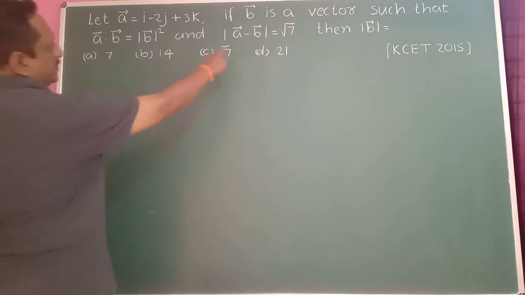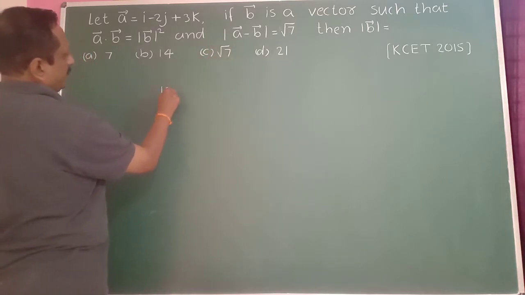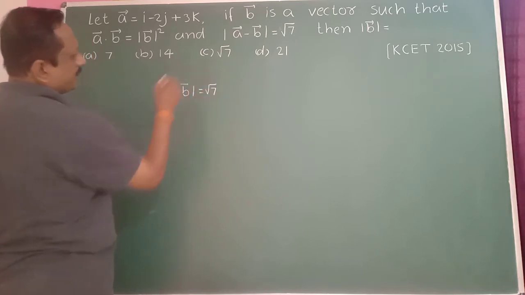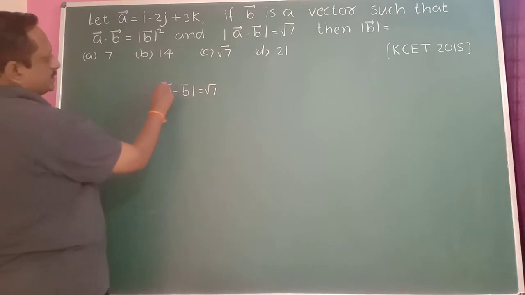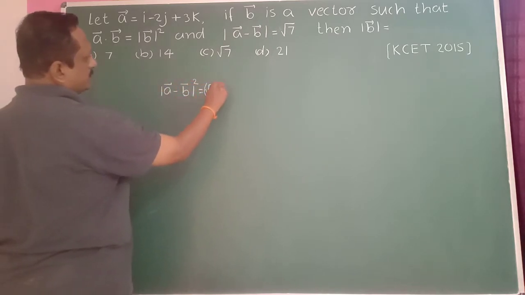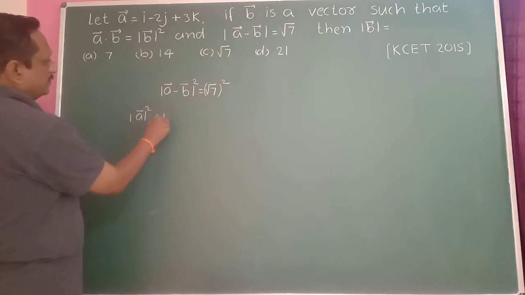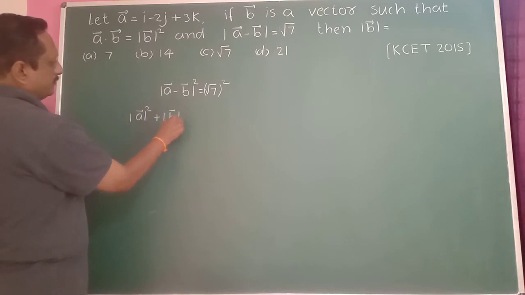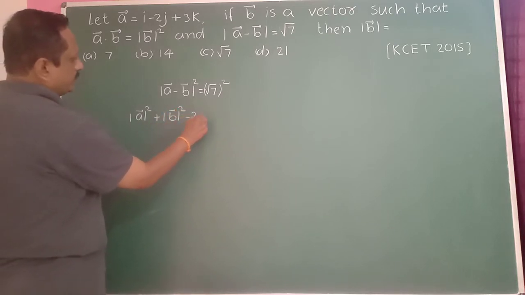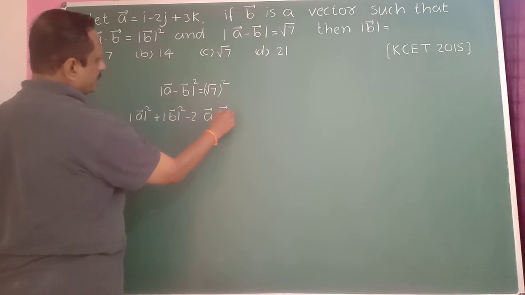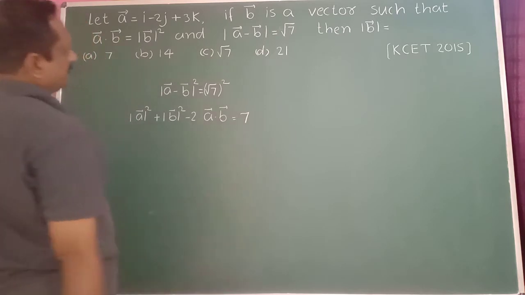In this case, they have given modulus of a bar minus b bar is equal to root 7. Then squaring on both sides, therefore modulus of a bar square plus modulus of b bar square minus 2 into a bar dot b bar is equal to 7.